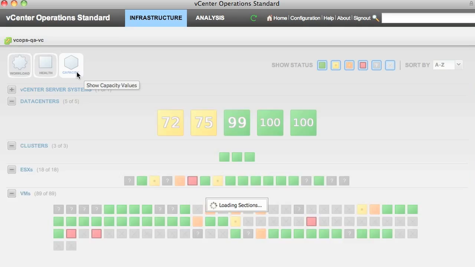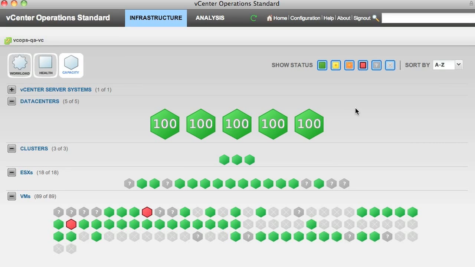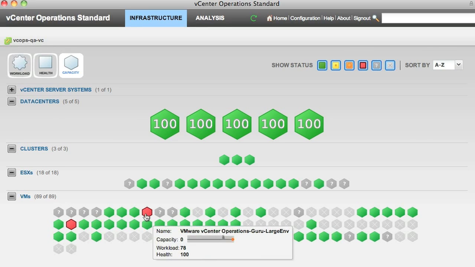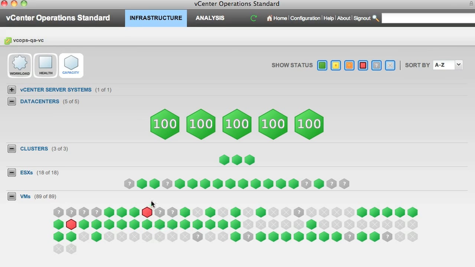Finally, we have capacity. Now, unlike workload and health, which are more real-time statistics, capacity looks over the longer term and doesn't look at whether you're instantaneously about to run out of capacity, but says, what are you trending towards? How much time do you have left before you completely exhaust your capacity? And as we can see here, most of the objects in this data center actually have a lot of time left. There's a few that are red, and those guys will run out of capacity very soon.